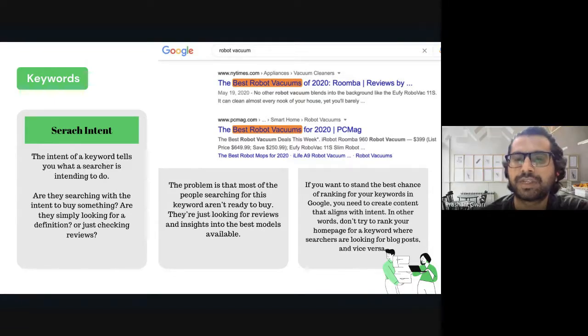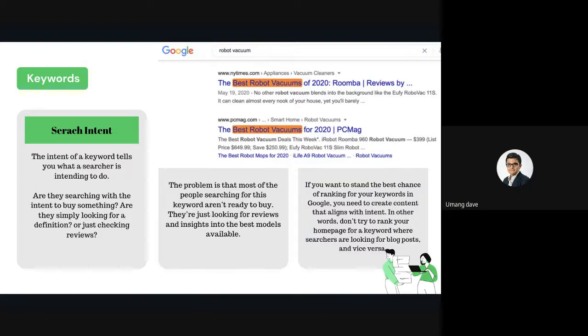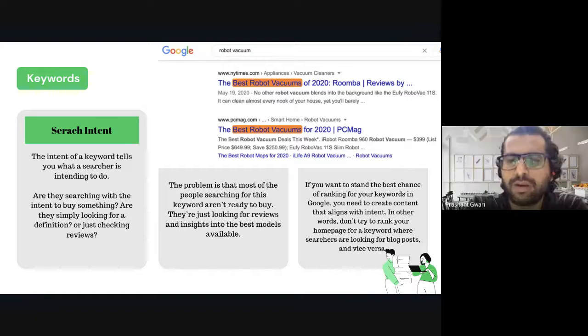Any other question anyone has? Sir, what is the minimum budget, the minimum bid to start off? Umang, one thing, we will cover this part in Google advertising. Right now we are learning about the SEO process. You don't need to worry about it right now.